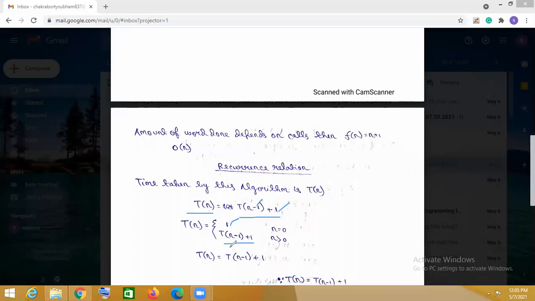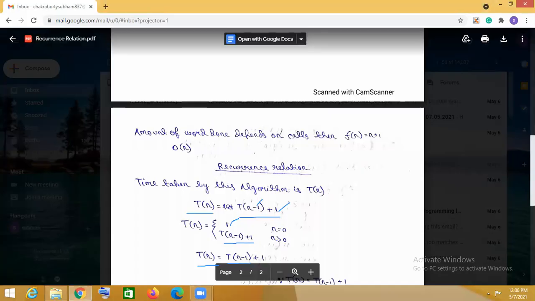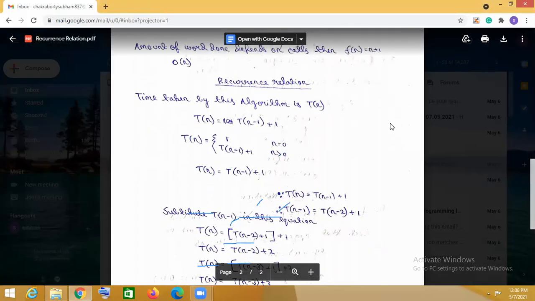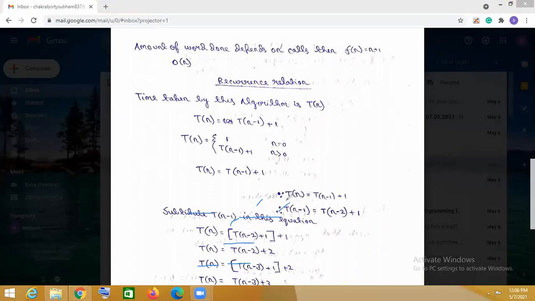So now, how to solve this problem? For finding the solution of Tn, we have to first find the solution of Tn minus 1. If we get the value of Tn minus 1, then we can solve Tn. This is basically the method. So how can we do this? We can do this using the substitution method.